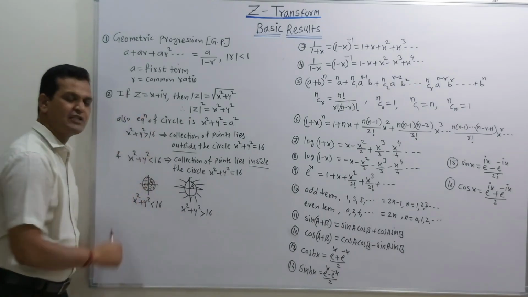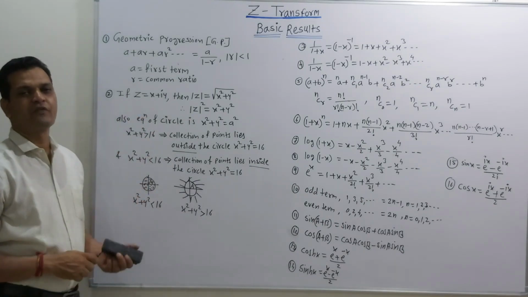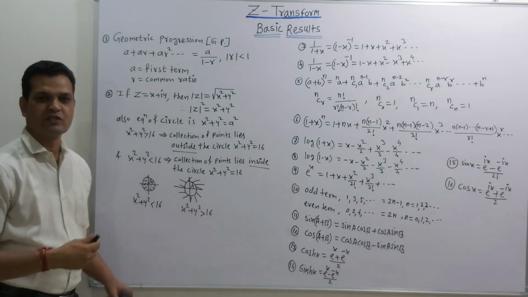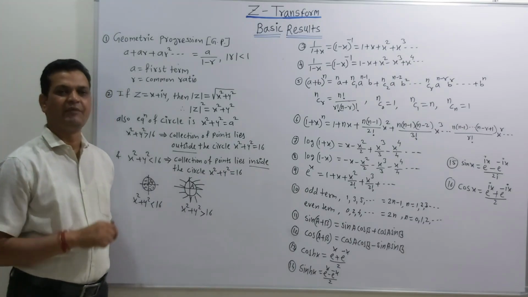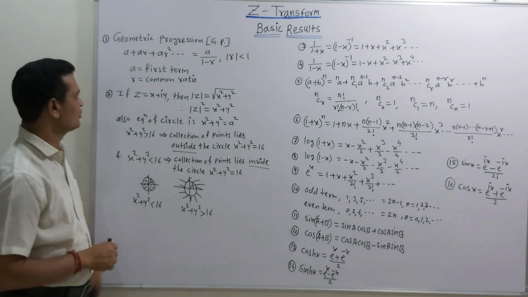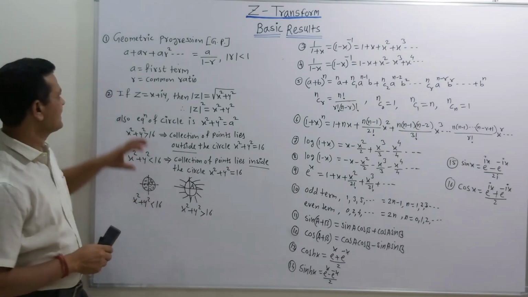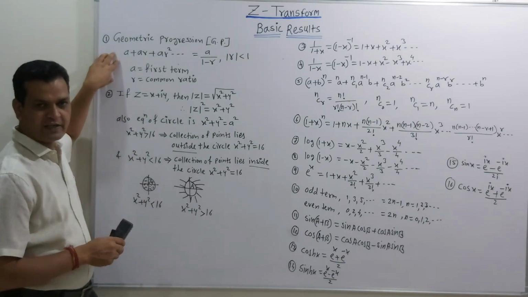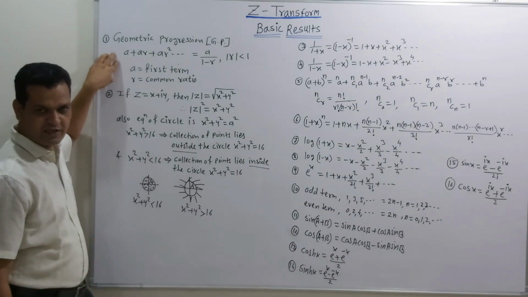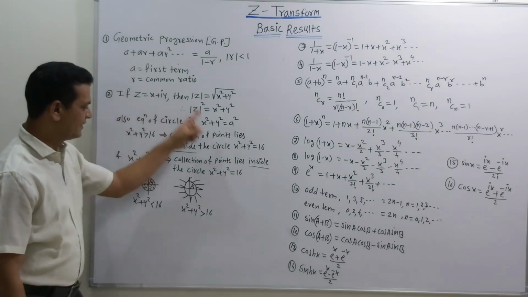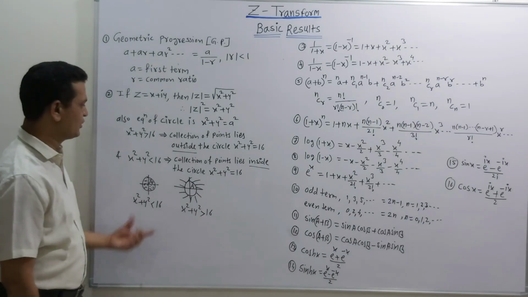Friends, this second concept is very useful for finding the region of convergence of a sequence with the help of Z transformation. So these two results are useful. Once again, the first result is useful for almost all examples of Z transformation, and to find the region of convergence, this concept is useful.